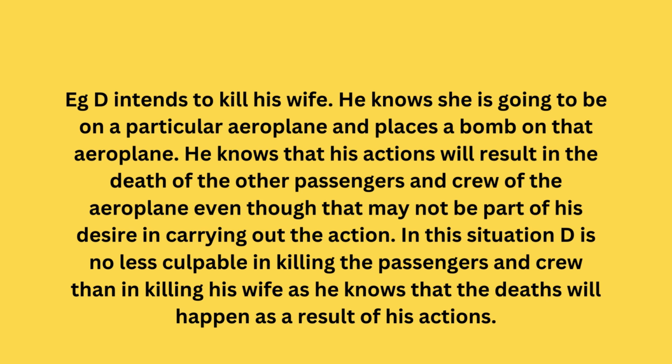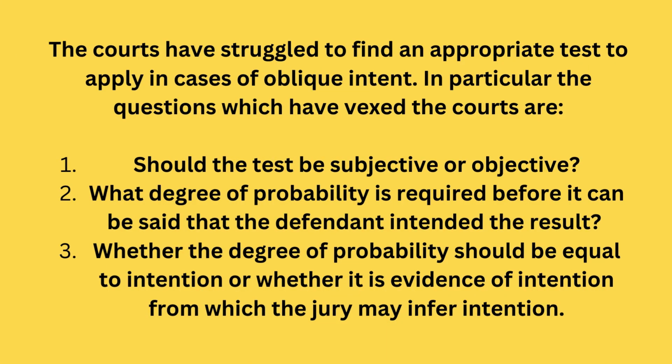In this situation, D is no less culpable in killing the passengers and crew than in killing his wife, as he knows that the deaths will happen as a result of his actions. The courts have struggled to find an appropriate test to apply in cases of oblique intent. In particular, the questions which have vexed the courts are: 1. Should the test be subjective or objective? 2. What degree of probability is required before it can be said that the defendant intended the result? 3. Whether the degree of probability should be equal to intention, or whether it is evidence of intention from which the jury may infer intention.